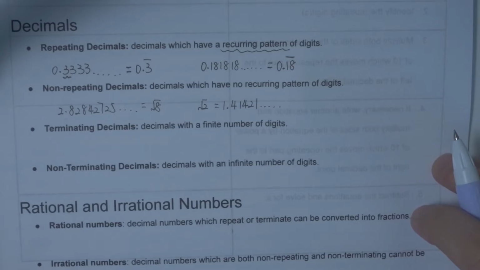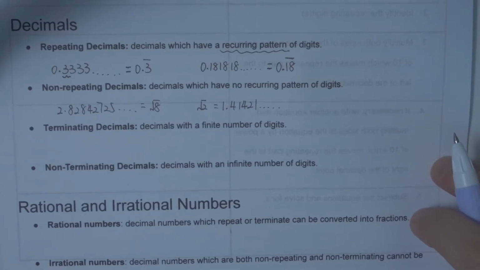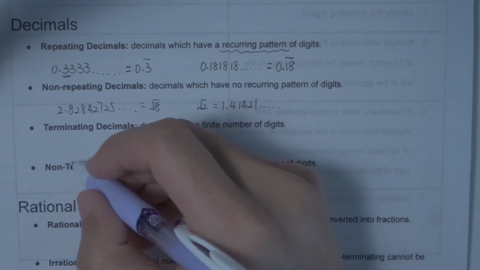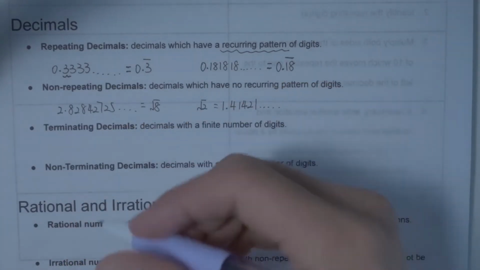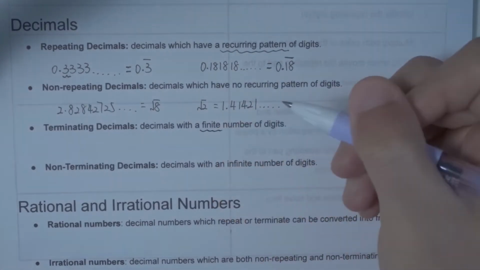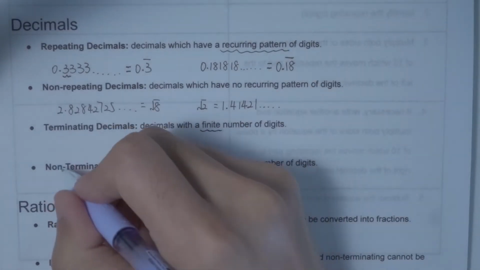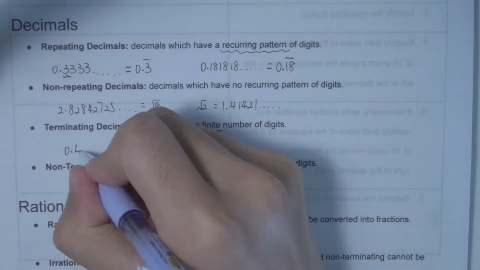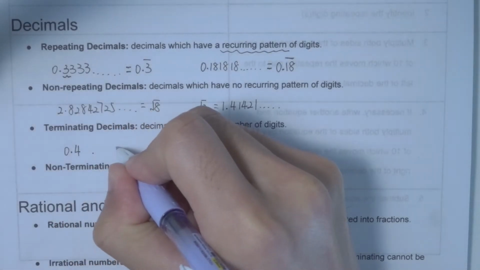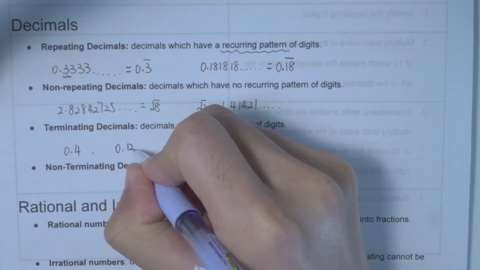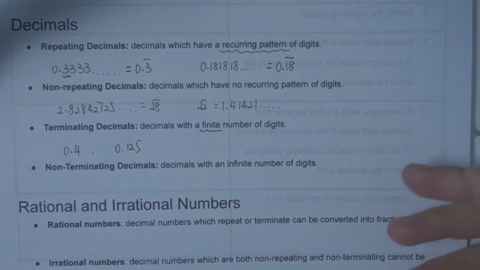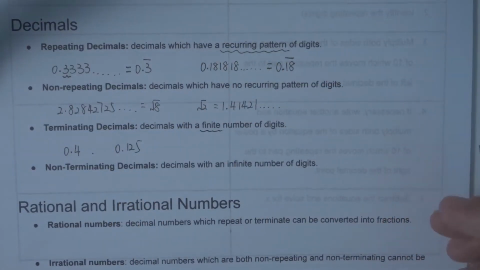Okay, and the next one is terminating decimals, decimals with a finite number of digits. This one is very easy. Terminating means we can count them, because it is a finite number of digits, such as 0.4 or maybe 0.125. So these are terminating decimals.